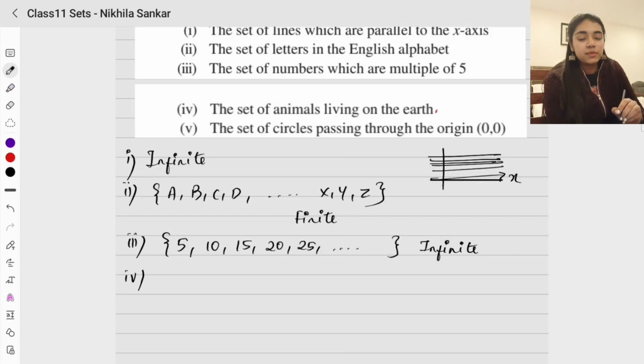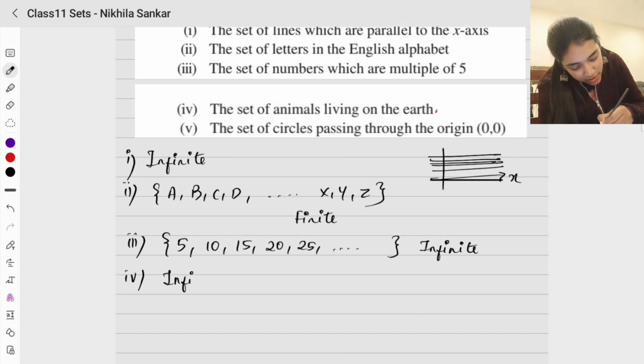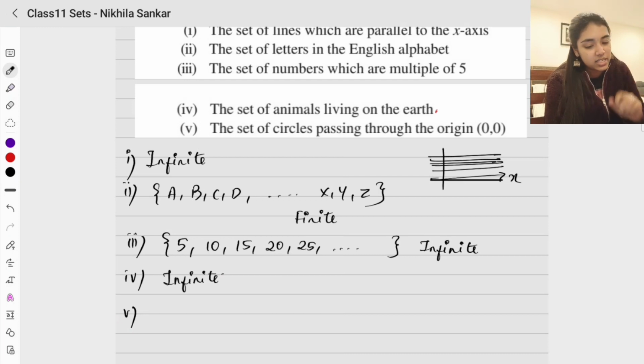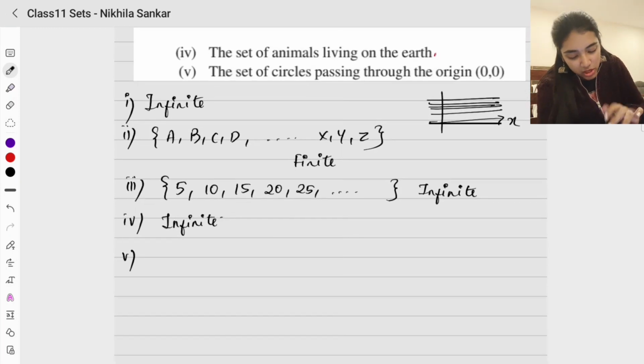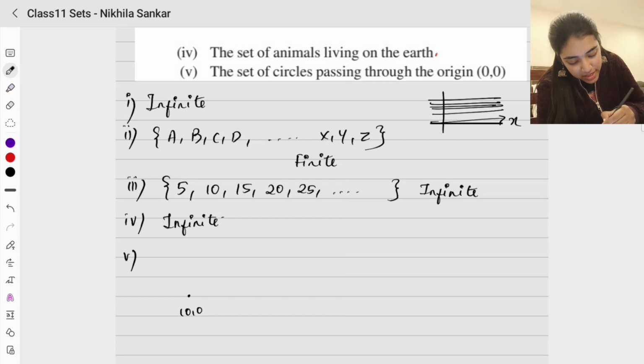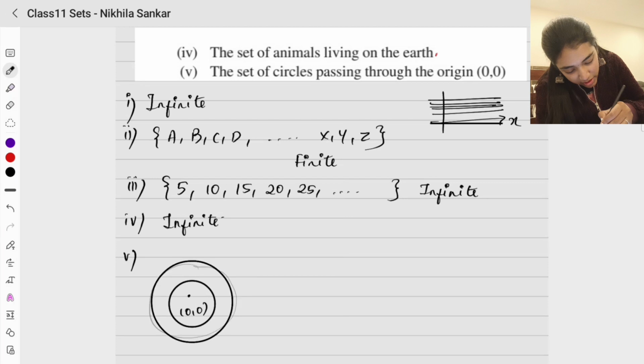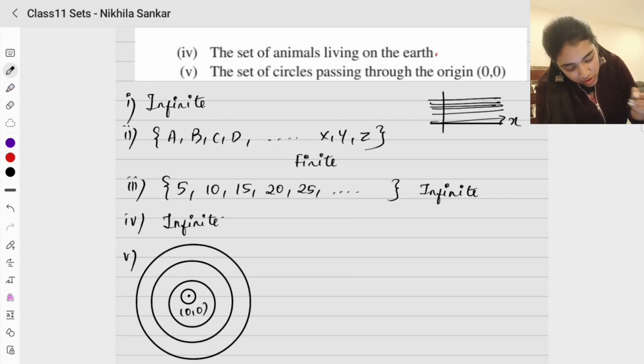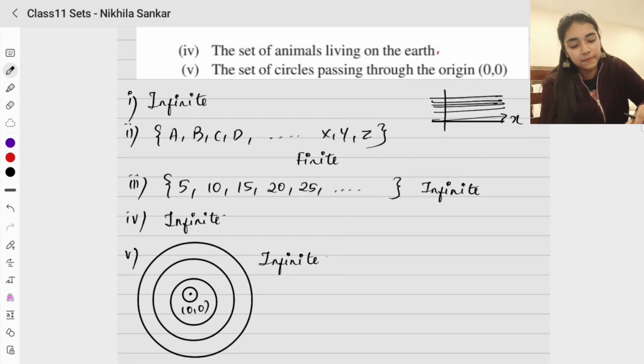Fourth subsection, set of animals living on the earth. Do we know how many animals there are? We do not know. So this is also going to be infinite. Okay, fifth subsection, the set of circles passing through the origin. If the origin is here, this is going to be 0, 0. I can have a circle here. I can have a circle here. I can have a circle which is very, very close to the origin. So you cannot know how many circles you can have. So this is also going to be infinite. Okay, please copy.